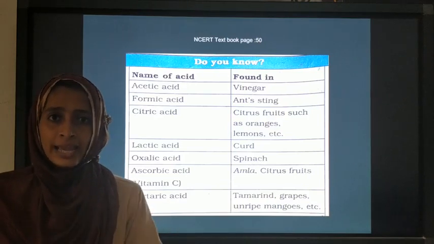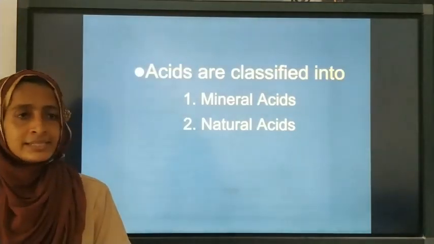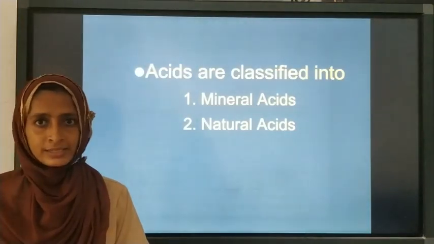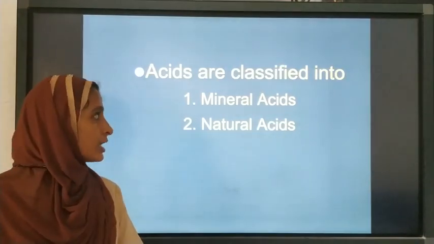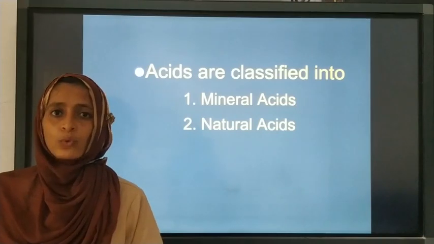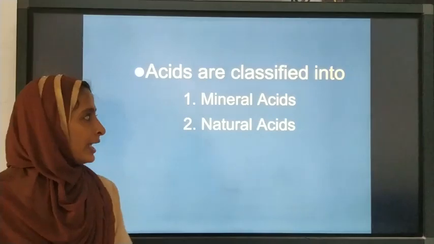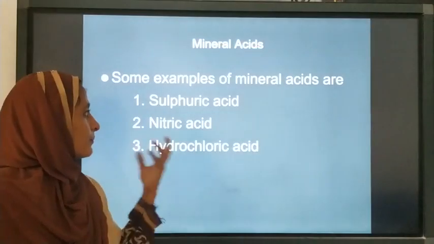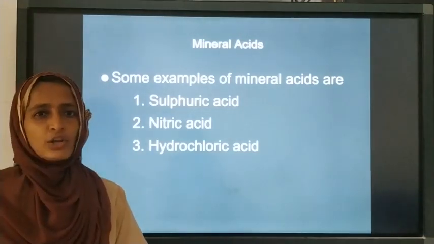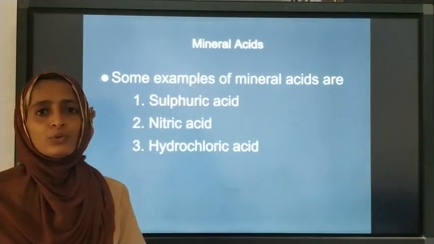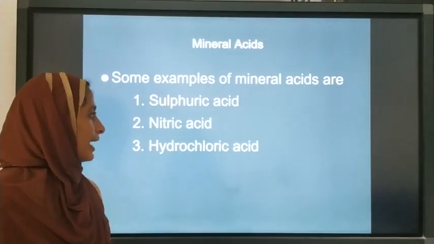Acids are classified into two types: mineral acids and natural acids. Mineral acids are acids which are derived from different minerals. Examples of mineral acids are sulfuric acid, nitric acid and hydrochloric acid. Normally these acids are commonly used in laboratories also.